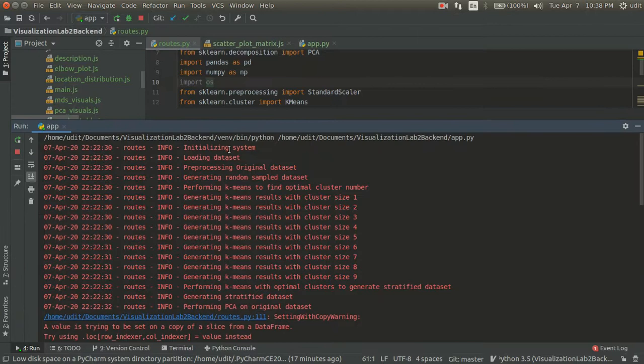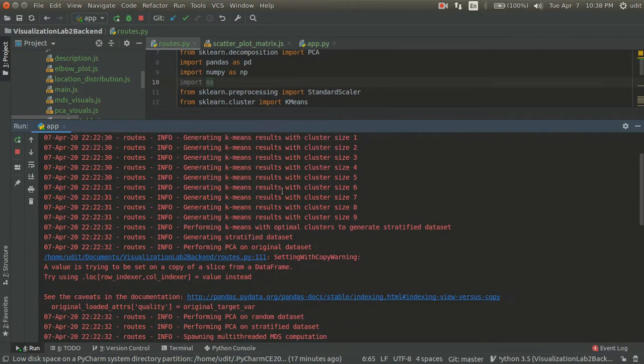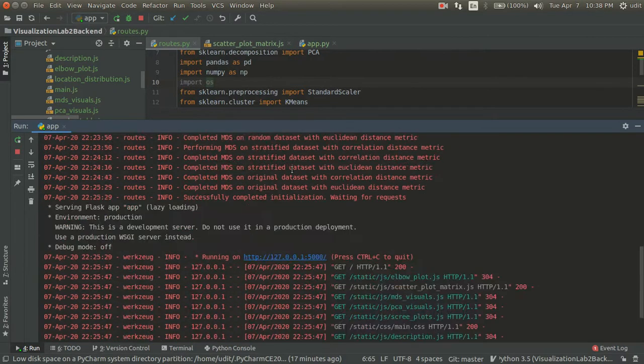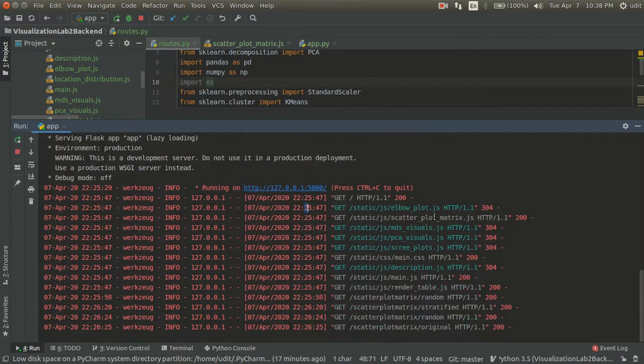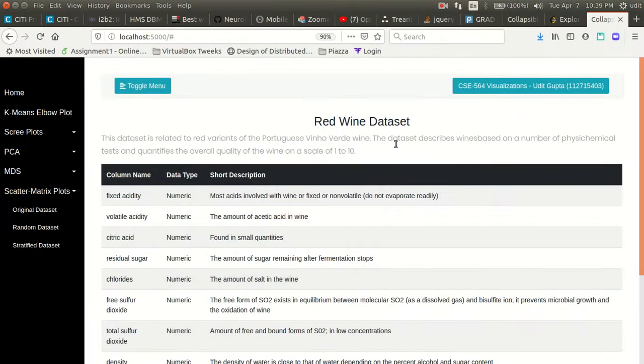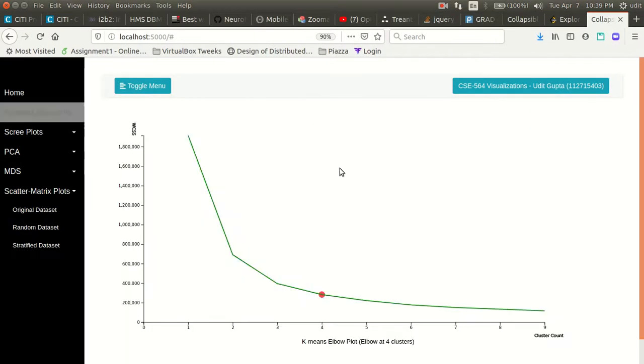Now we have our project running, and as you can see, we are generating detailed logs about all the activity in the program, starting from the initialization to the server logs. Let's move back to the browser and start with the k-means elbow plot.